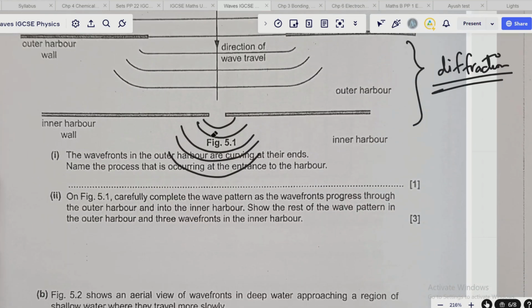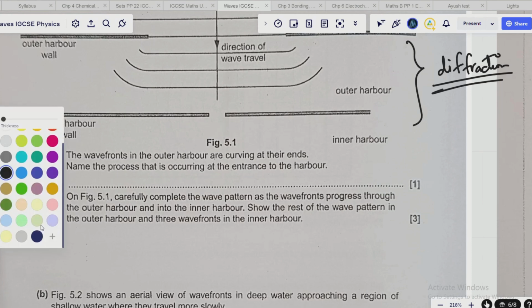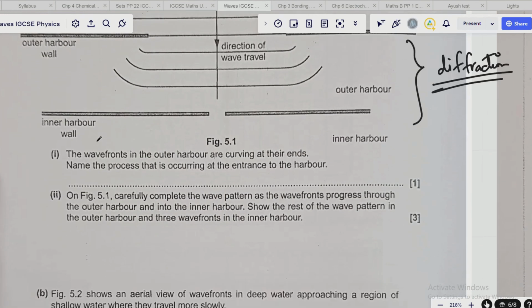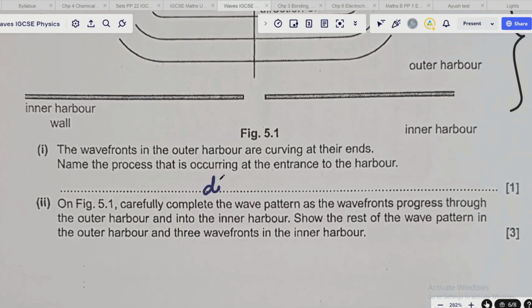I made you write the definition as well. So this is what you need to just draw. Okay. So what is this process called? It's called diffraction. So here for question number 16 part 1, our answer is going to be diffraction.